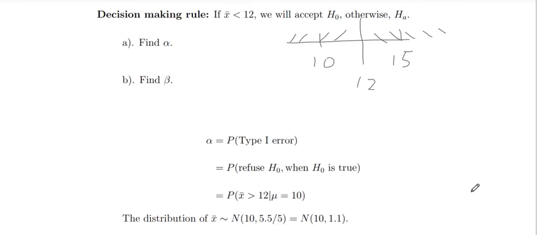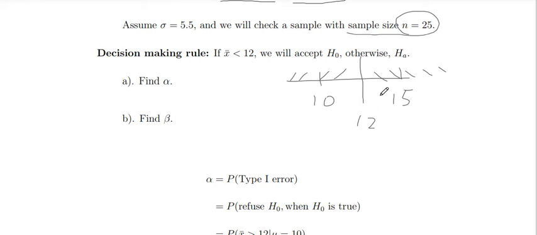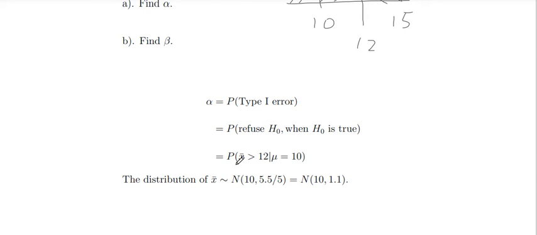So find alpha, we already did this. Alpha is like, let's say we will reject H0 when H0 is true. So when will we reject? When x bar is larger than 12, right? We will reject H0 when H0 is true, when mu equals 10. So when mu equals 10, this x bar will follow this normal.